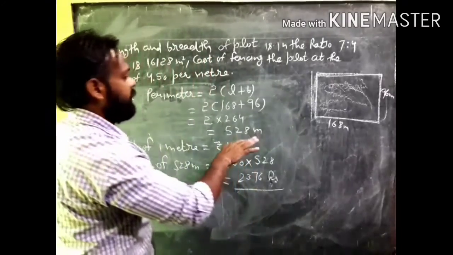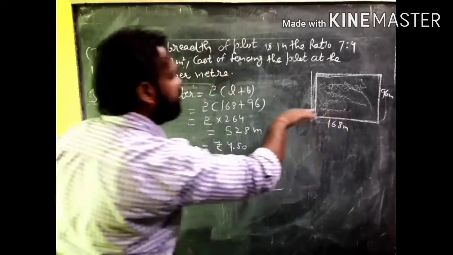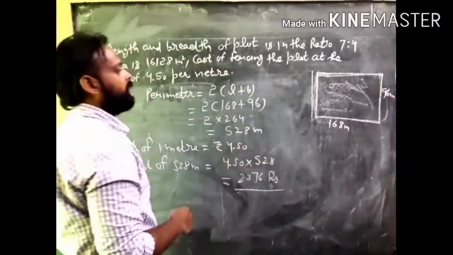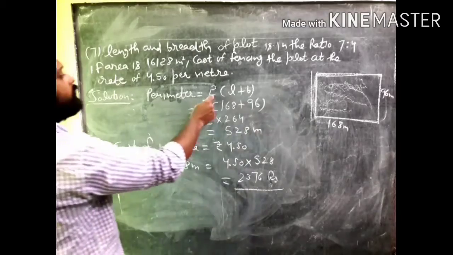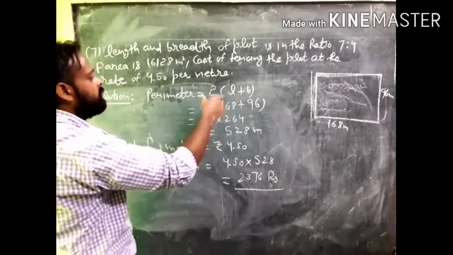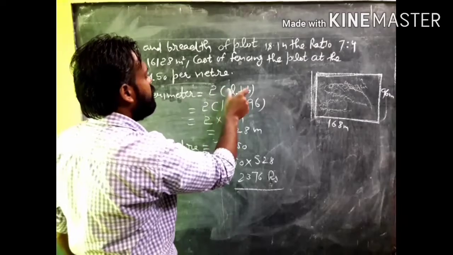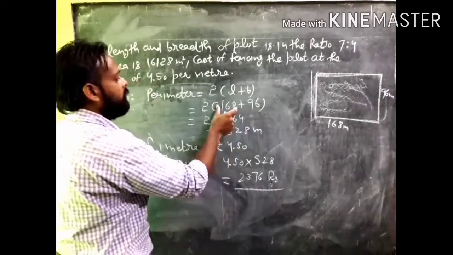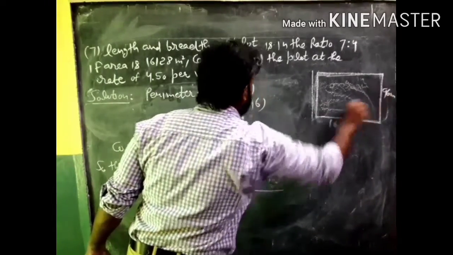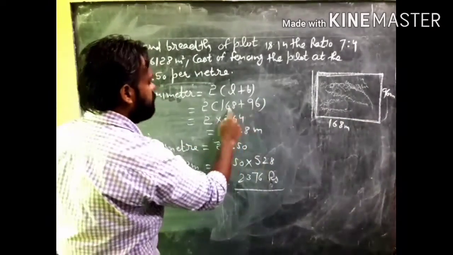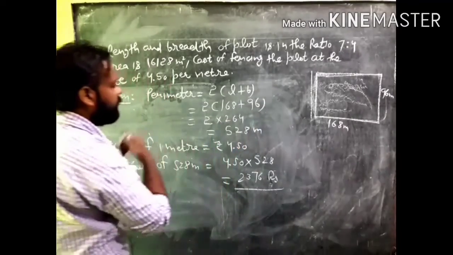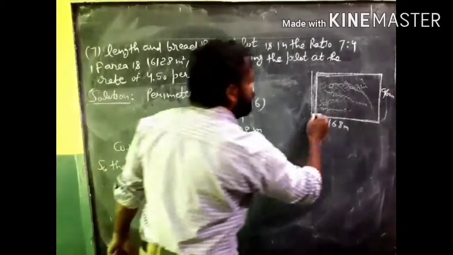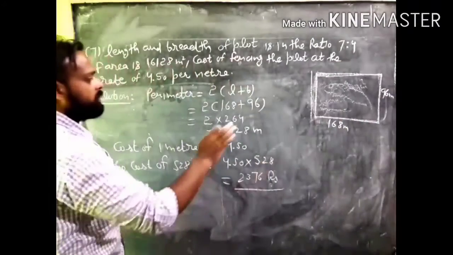Now after finding the value of the length and breadth of this rectangular plot, we have to find the total perimeter. The formula of perimeter is 2 into L plus B. So simply apply the formula, 2 into L plus B. The value of the length is 168, plus the value of the breadth, that is 96. After adding these two values, it will become 264. Now multiply this with 2, it will become 528 meters. So this is the total sum of all the sides of this rectangular plot.